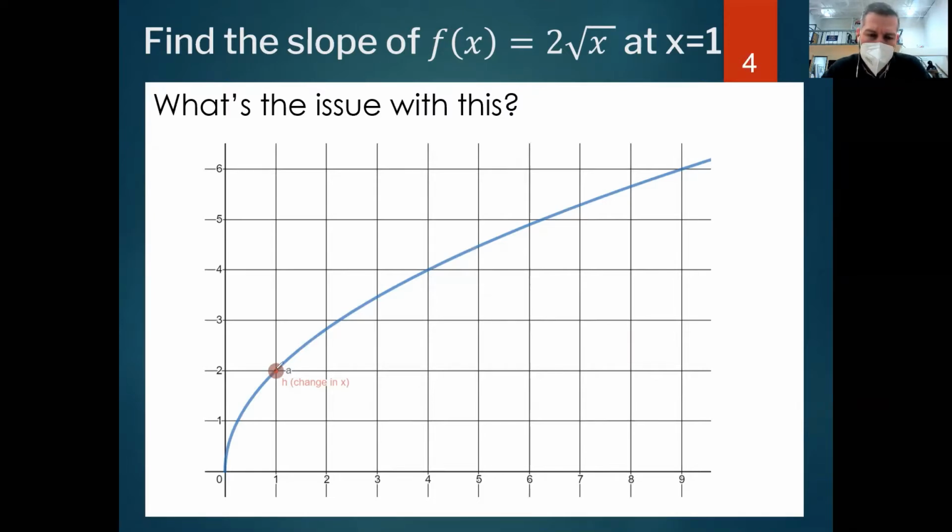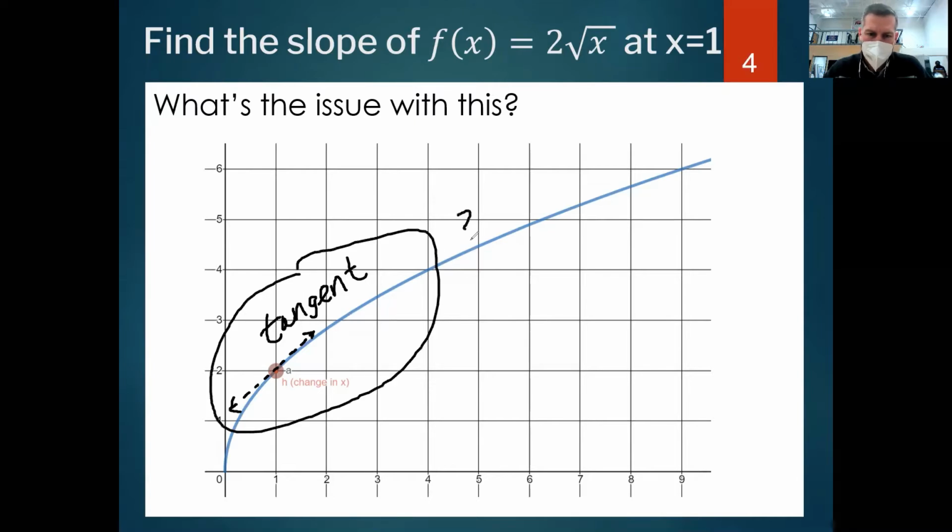There's only 1 point. Well, we can see that at that point, we have a general slope here. So we can sketch it and see what that would be at that point and estimate it. But if I'm finding the slope at 1 point, clearly we're talking about finding the slope of the tangent line, right? There's an issue: we only have 1 point. So how do I find this tangent line? How do I do something like that?